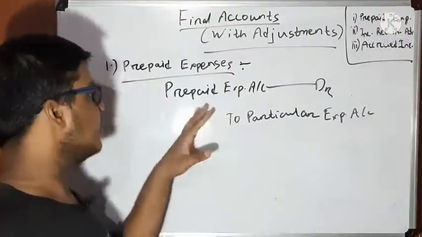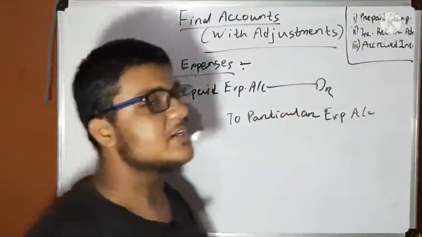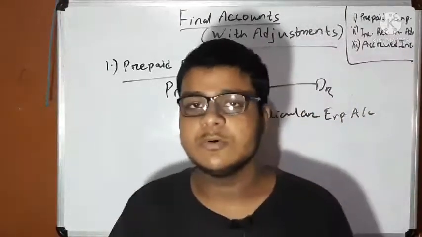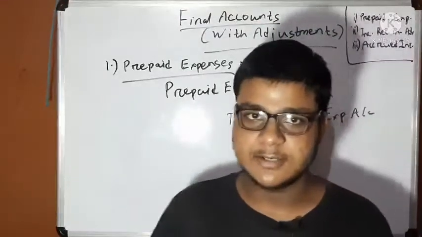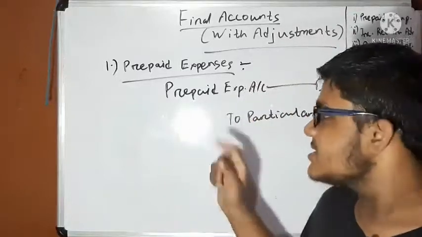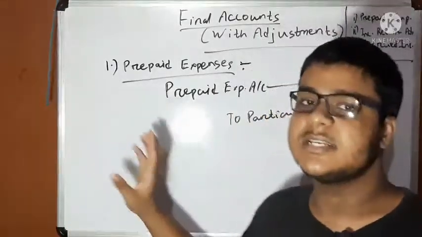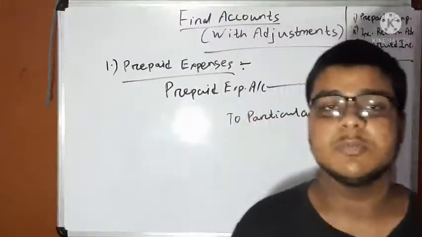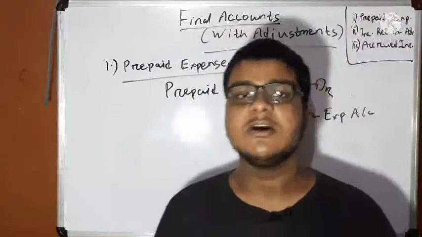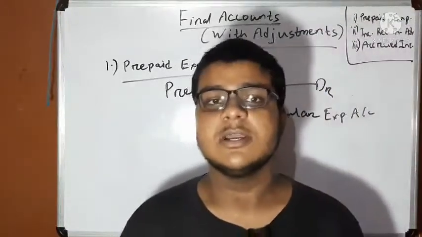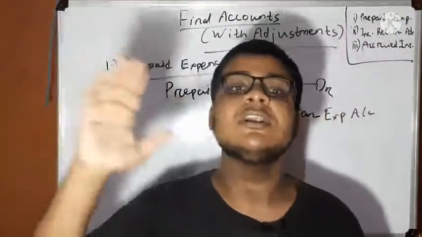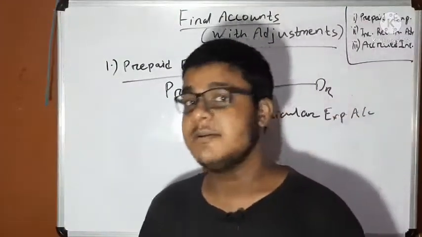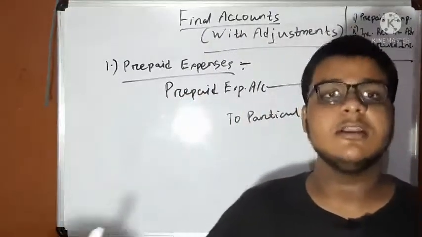So what is the journal entry? Prepaid expenses account debited to particular expenses account. There is a very deep meaning here. We are going through this to understand the deep meaning under this adjustment, under this journal entry. So please listen. What is the golden rule of the nominal account? It says debit all expenses and losses and credit all incomes and gains.